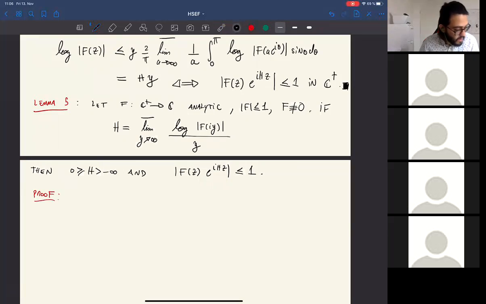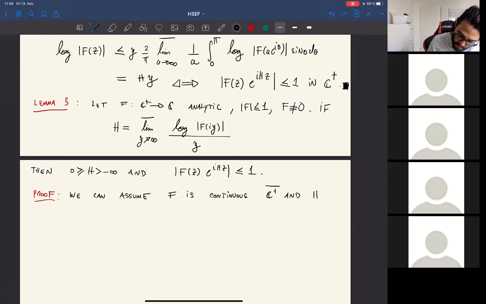Proof. The proof here is a bit more tricky. But again, we can assume f is continuous up to the real line. And we also can assume that h is strictly negative, because if it's not, then there is nothing to prove. And the same thing for the other one, we can assume that f was strictly negative in the other one as well.